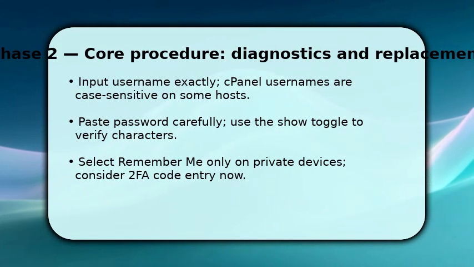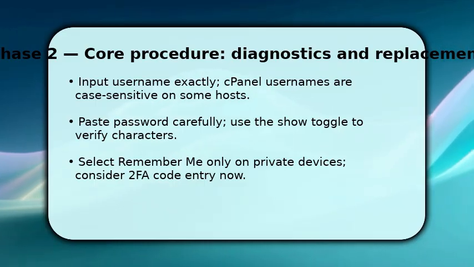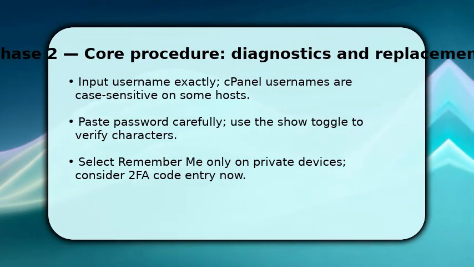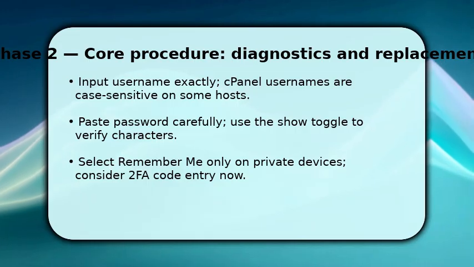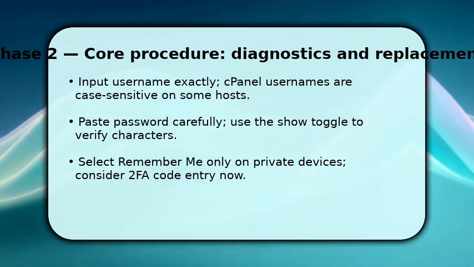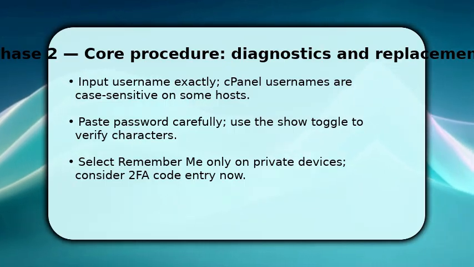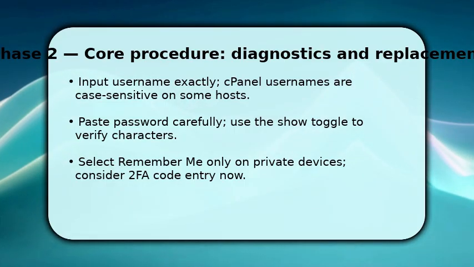You now input credentials. Type the username exactly and paste or type the password, using the show toggle to check for typos. This reduces lockouts. Once entered, consider authentication options. Enable one-time 2FA codes if available, or use single sign-on provided by your host. If a security token is required, fetch it from an authenticator app.